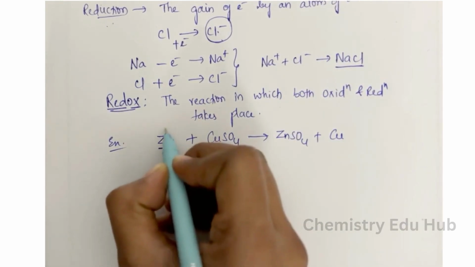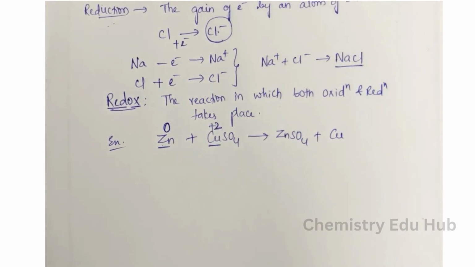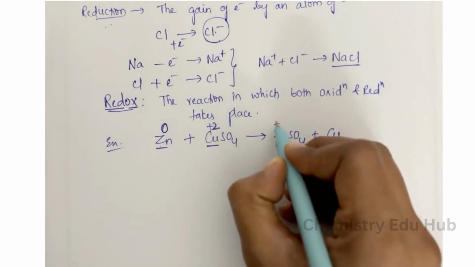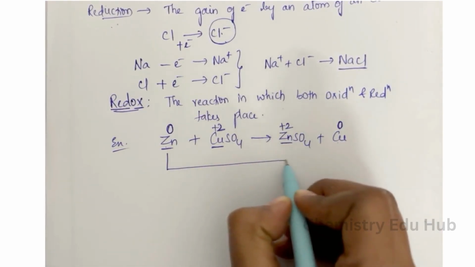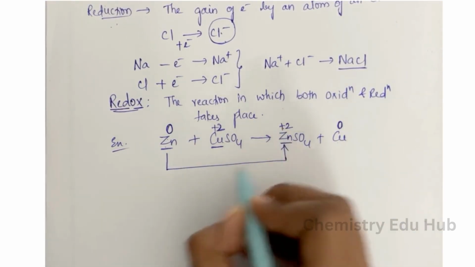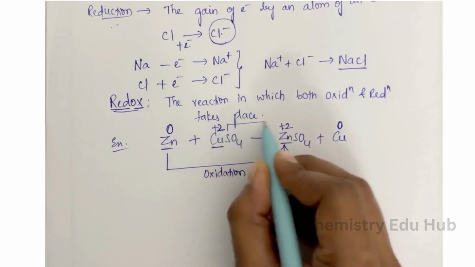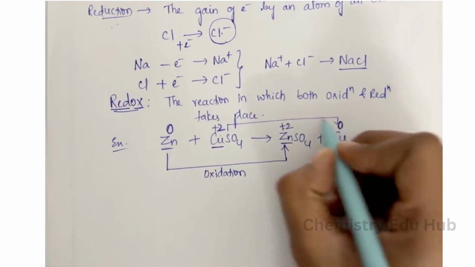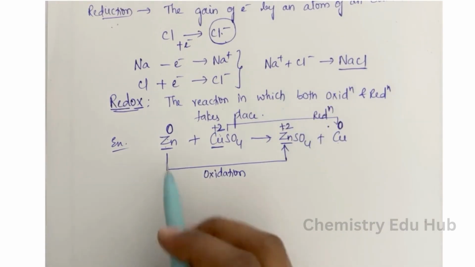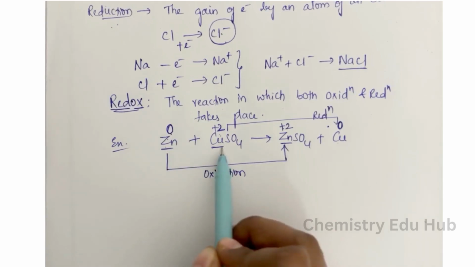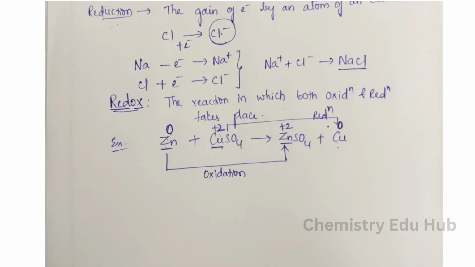So here zinc is in the 0 oxidation state, copper is in +2 oxidation state. Now after the reaction, zinc is becoming +2 and copper is becoming 0. So zinc from 0 is turning to zinc 2 plus. So increase in the oxidation state is called oxidation process, and copper is becoming +2 to 0. So decrease in the oxidation state results in the reduction process. So how am I able to tell zinc is 0, copper is +2, zinc is +2, copper is 0? Let us try to understand how to calculate the oxidation number.